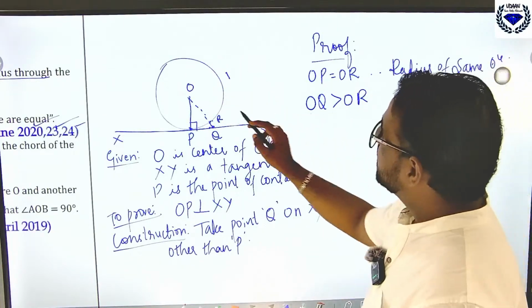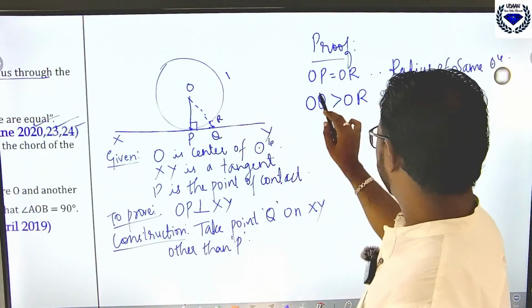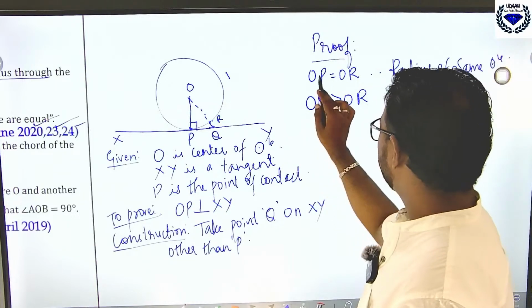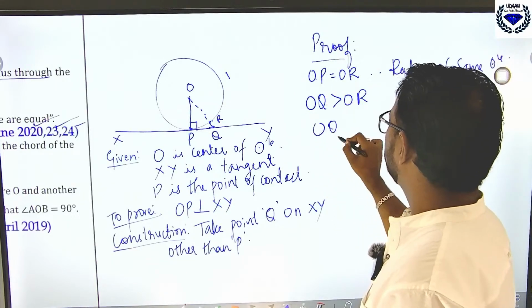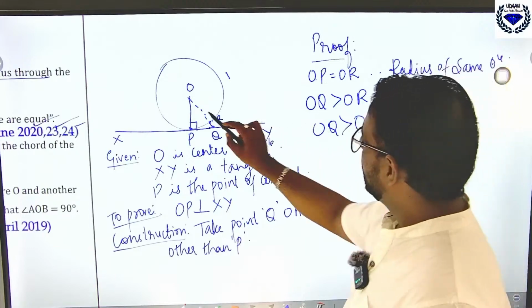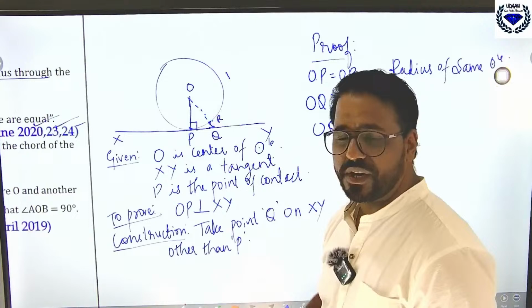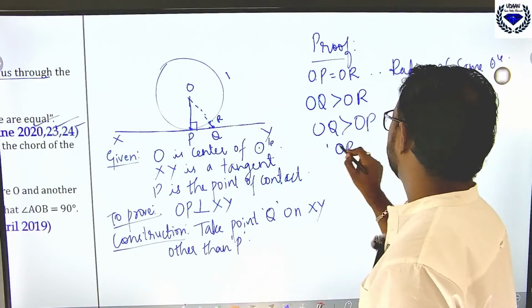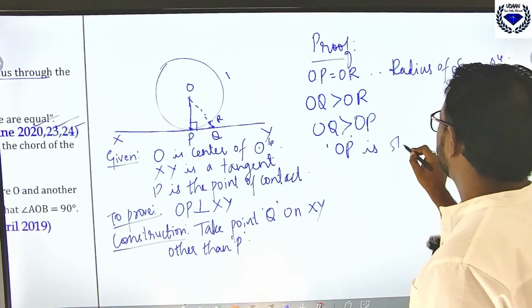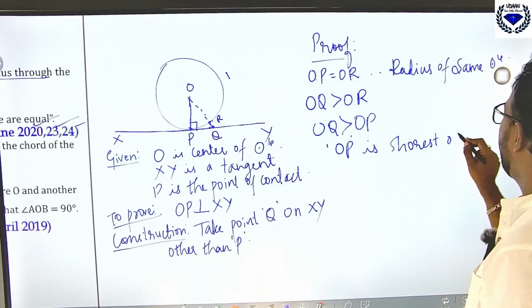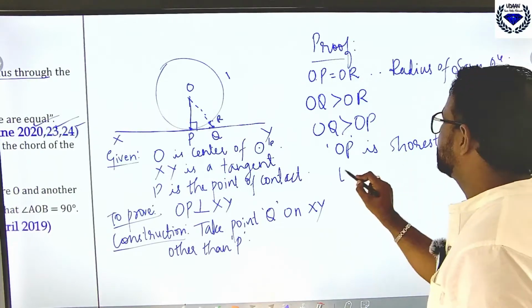From the figure. Similarly, you can see here, see what has happened now, OP and OR are equal. Can I write OQ is greater than OP also, because this and this are equal. So you can see here OP is the shortest of all the distances.